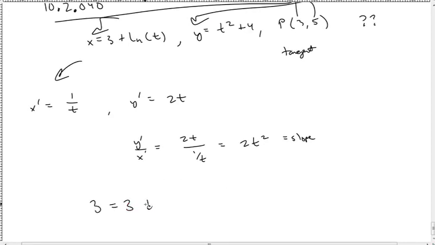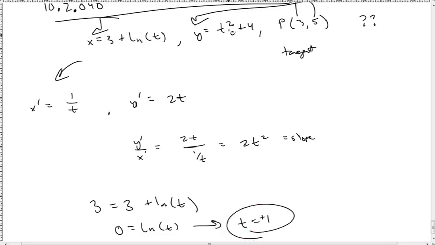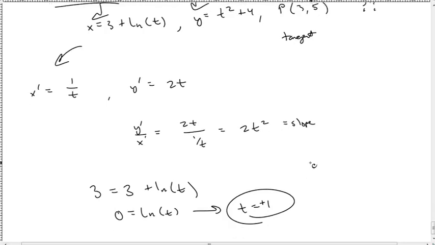3 is equal to 3 plus ln of t. Solve for t. Well, 3 and 3 cancel one another, so I'm saying that the ln of t is definitely equal to 0. And the only way that happens is when t equals 1, like a positive 1. And you can go back and test it right here. If you plug in a 1 right here, you got 1 squared plus 4 makes a 5. And so you can see it's double checked good.